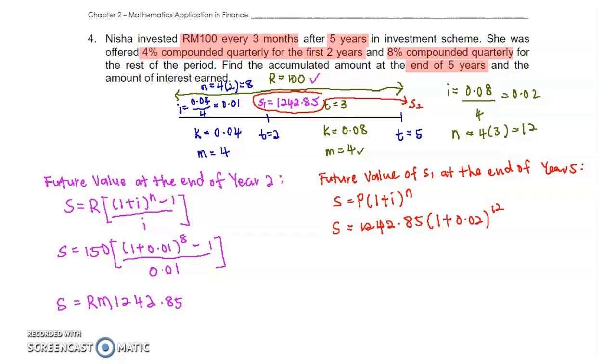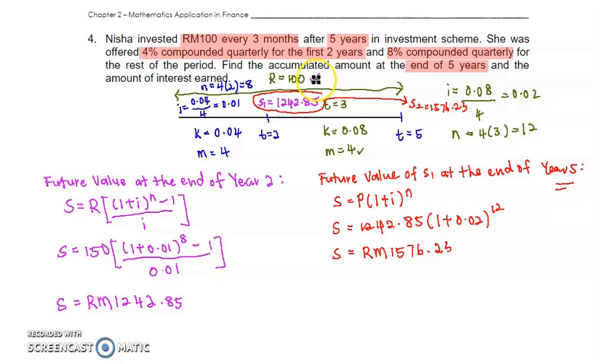Okay, because now we are calculating another 3 years, at the end of 3 years. So if we calculate here, we will get RM1576.23. Okay, this is the value at the end of year 5. So here you have 1576.23. Okay, this is not the final answer yet.